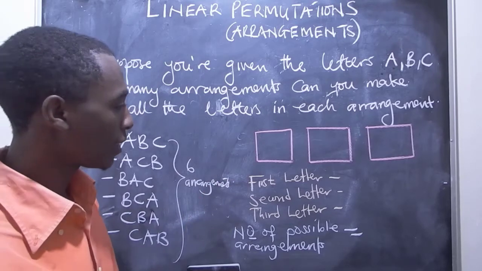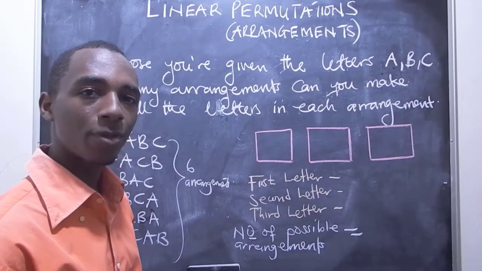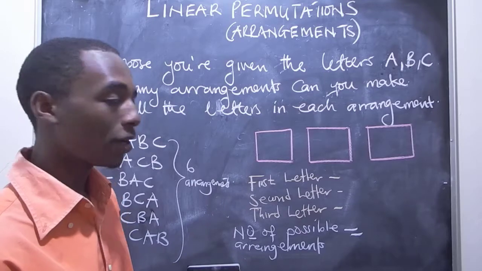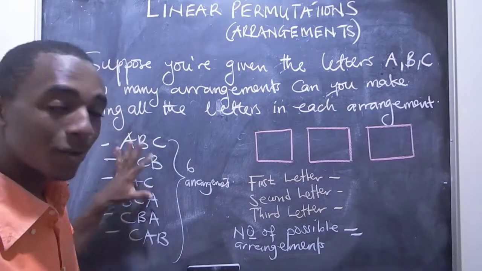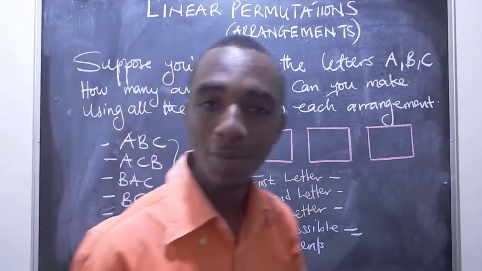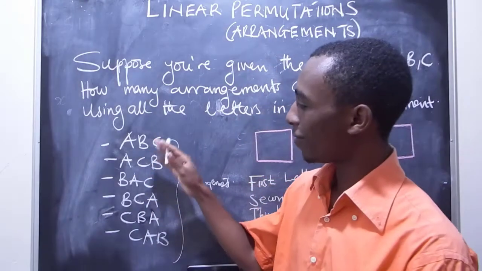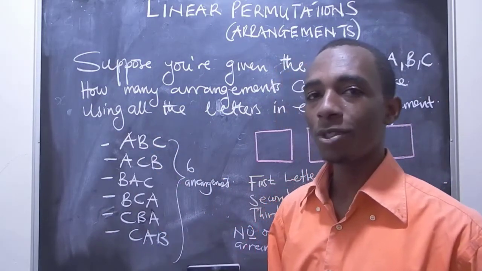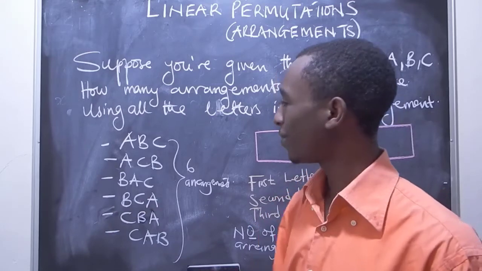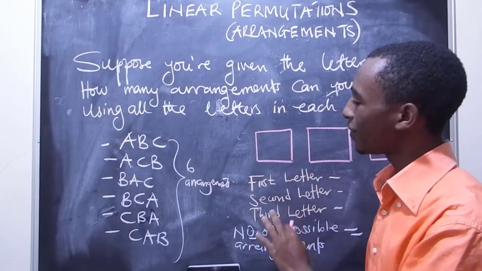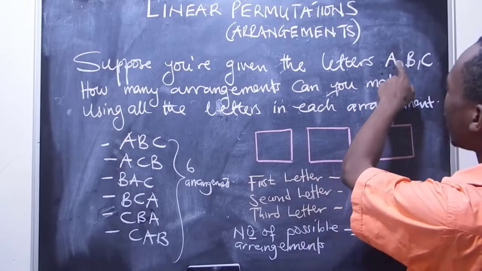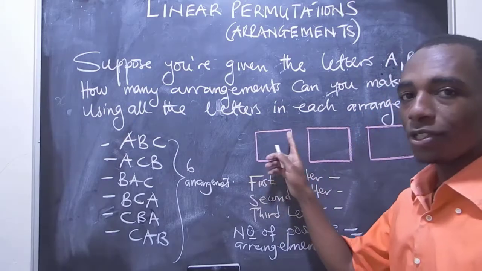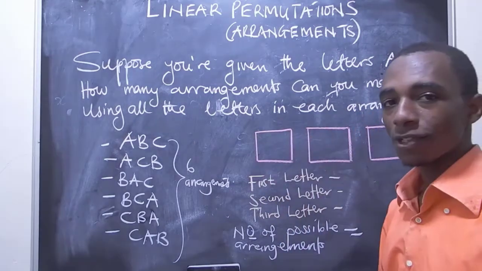Okay, so let's see how else we can do this, probably in a much easier way, because you notice that this method of writing out all the possible arrangements is very tedious, especially when you're dealing with a large number of objects, as I'll show you in the next example. So let's do this the easier way. I have three objects, A, B, C. Let me arrange them in these 3 boxes.